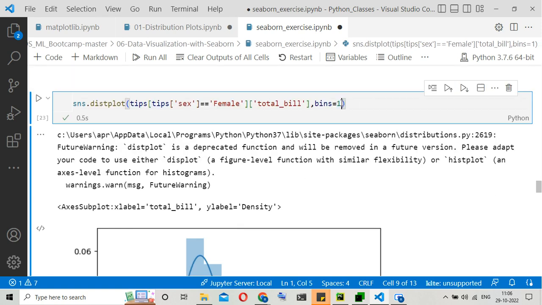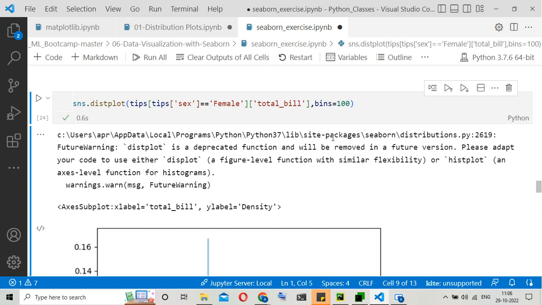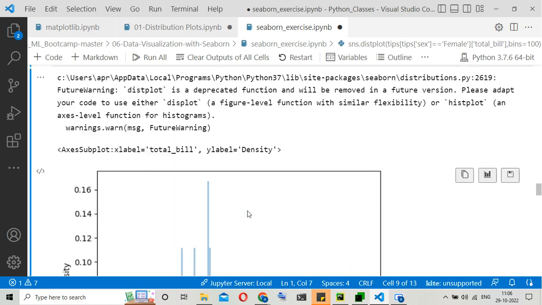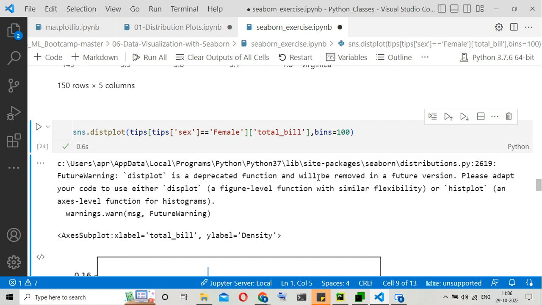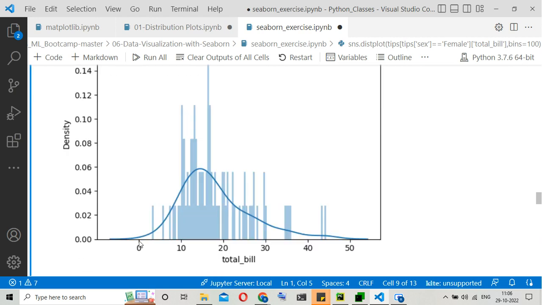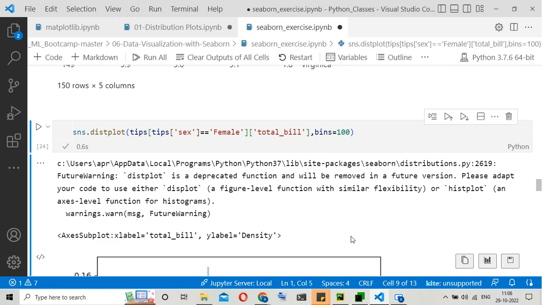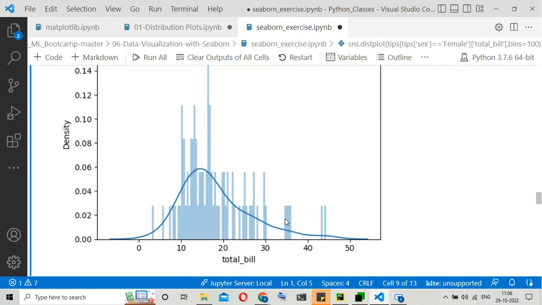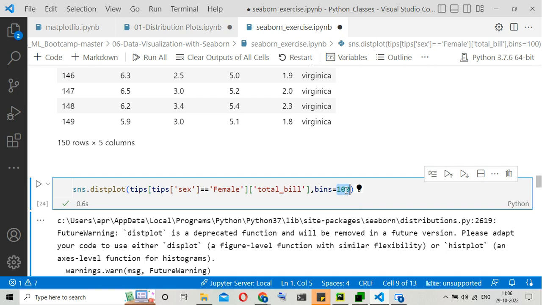Suppose you took bins as 100, so you can see very small bins, many bins we are asking, right? So what it does is it divides 0 to 500 into those 100 bins and tries to plot them. Then your plot will be different, right? Because a very small bin will have only one data point. Correct, right? Yeah. That is the idea, that you have to figure it out.